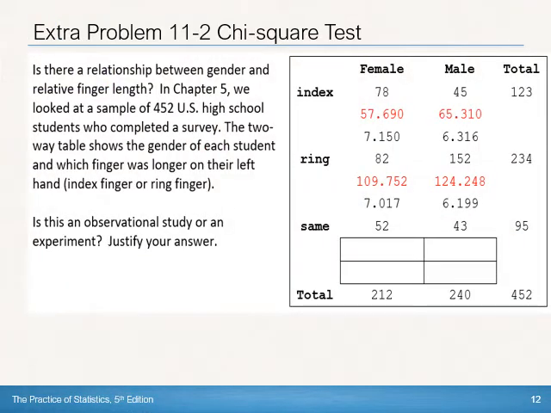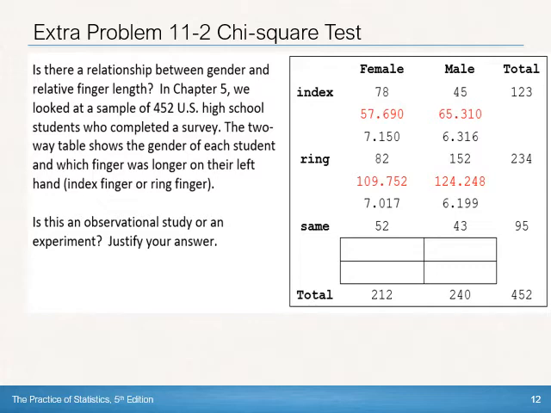All right, so this is an example of chi-squared tests for independence. We looked at one sample of 452 high school students. So this is why it's independence, because it's exactly one sample. And then after we took the data, we broke it up on whether the person answering the question was a male or a female, and then also we broke it up on which of their fingers was longer, either their index finger or their ring finger, or were they the same length.